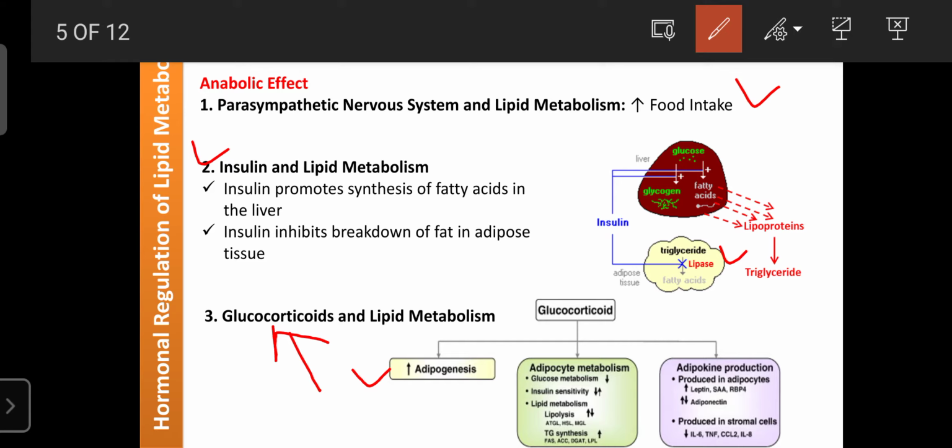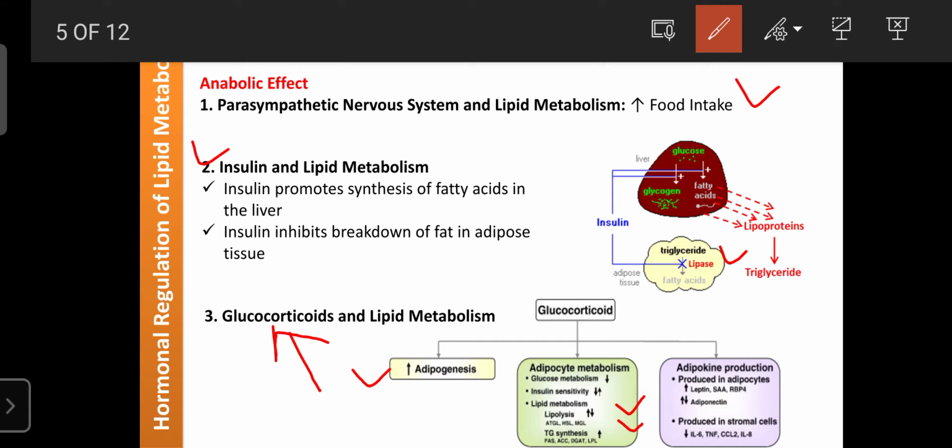But with chronic release, or longer release, of glucocorticoids, it always enhances the synthesis of fat, the synthesis of lipid or triglyceride, and it can also enhance the deposition of lipid. So here they can affect lipid metabolism, sometimes increasing or decreasing lipolysis, or increasing triglyceride synthesis. That depends upon the secretion.